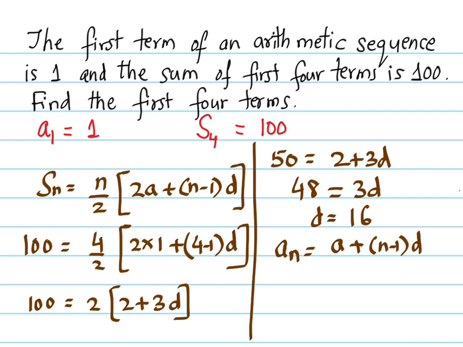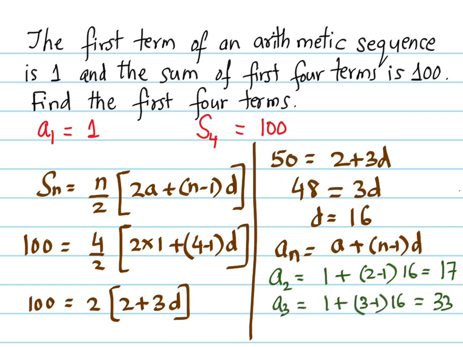Now we need to just generate the first 4 terms. So we write the formula for an and substitute it. First term we already know that it's 1. Then for the second term we'll replace n by 2 and simplify to get 17. A3 will be 33 and A4 will be 49.